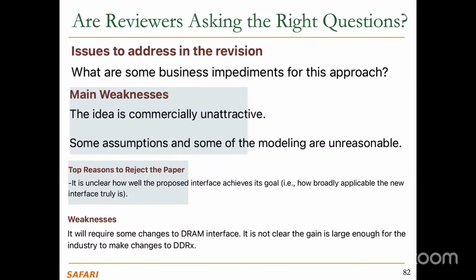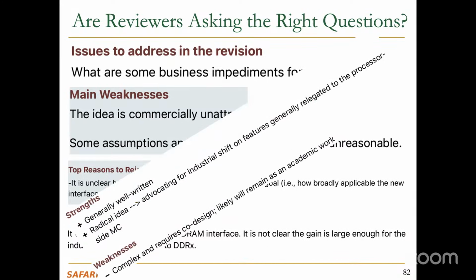It's an interesting mindset. So you can see strength is radical idea, advocating for industrial shift on features generally relegated to processor-side memory controller. This is a real review again. I disagree that this is a radical idea, by the way. I can imagine many, many other radical ideas that one could come up with. It's just a simple move in the right direction, I would say. But the weakness and the reason for rejection is complex and requires co-design, likely will remain as an academic work, which is not necessarily a bad thing, assuming it inspires other things, right?